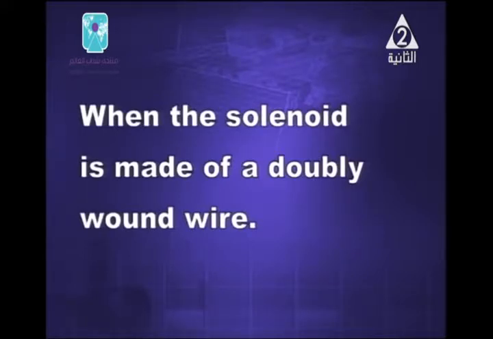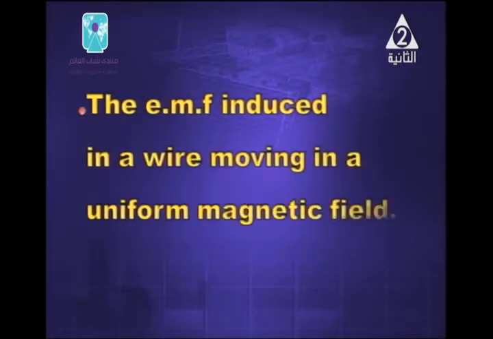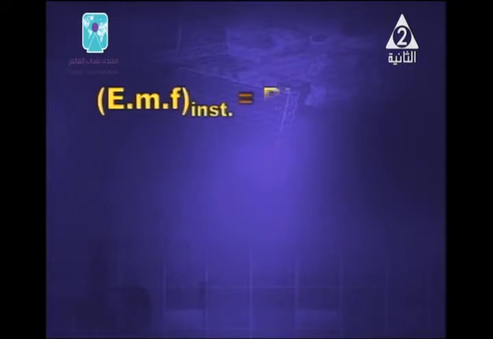When does the EMF induced in a wire moving in a uniform magnetic field equal 0? So we've got a wire and the wire is moved in a uniform field, but no EMF is induced. It happens when the wire is moved parallel to the field.